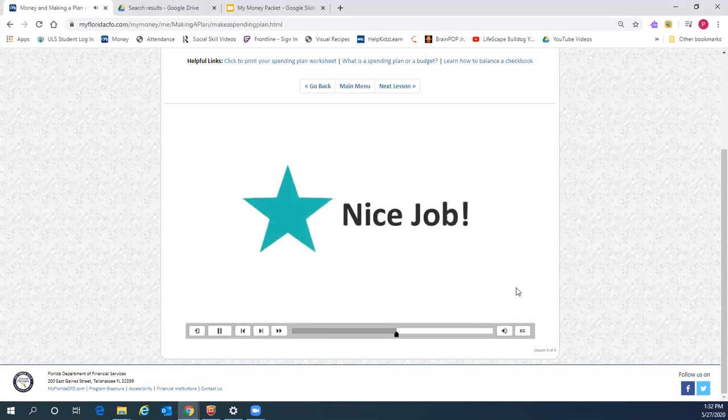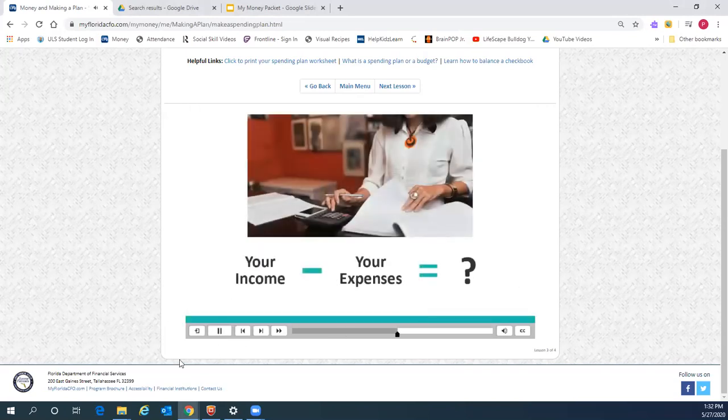Nice job. When you subtracted your expenses from your income, what number did you get? On our sample budget from Carla, we had $178 left. And that 178 is what Carla has left over for savings for something big. So that's similar to what you have after you take into account what your income is, how much money you're getting, and how much money you're spending.